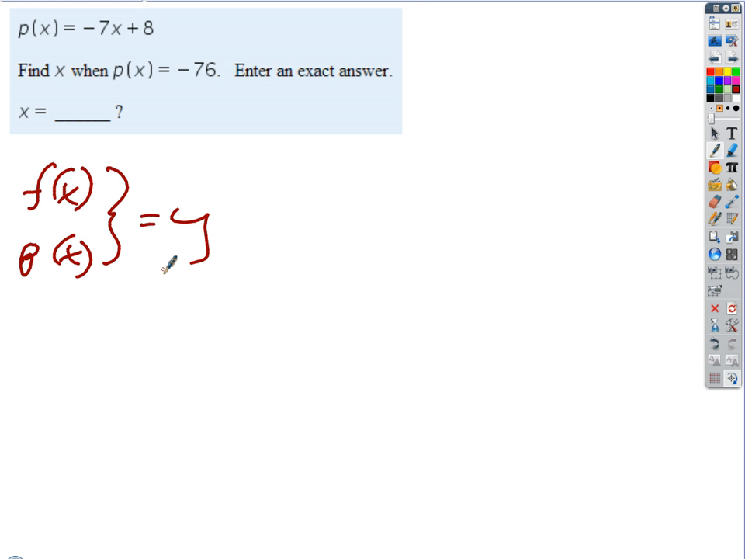Why would we use p instead of f? Who knows? Maybe the quantity that we're tracking is paycheck amount or something. It starts with a p. No real reason. So all we're doing then is plugging in negative 76 for y, which is just written as p of x. That's it, right? So we're just solving the equation negative 76 equals negative 7x plus 8. What are the two steps I would use to solve for x there? First I would subtract 8 and then divide. That's it. Okay?